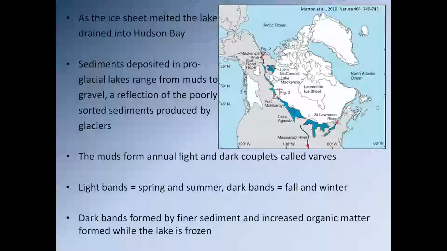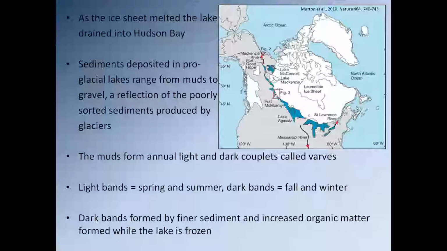So as this ice sheet melted and moved northwards, it allowed these lakes to drain in a northerly direction into Hudson Bay, which is located here. Sediments deposited in the proglacial lakes range from muds to gravels. Now remember, because these lakes are located right next to the glaciers, they're going to get a lot of very poorly sorted sediment deposited in them. So by lake standards, they're going to have a very weird sediment makeup.